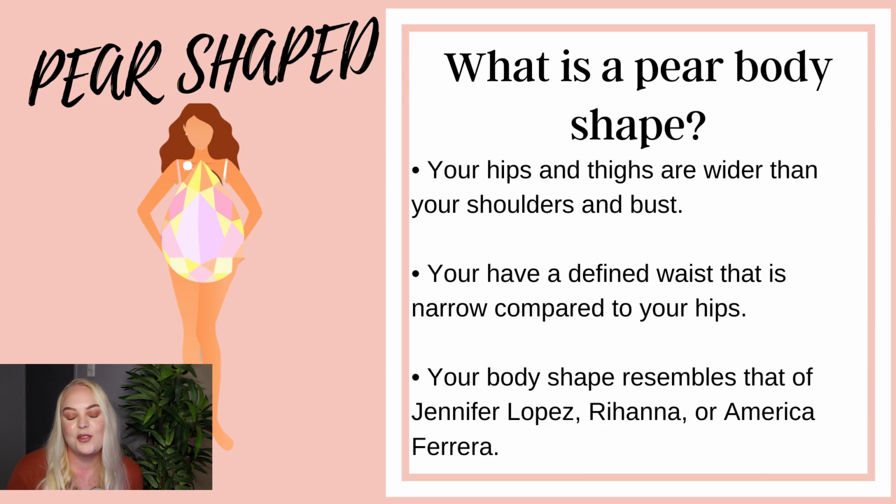Okay, so next up we've got the pear body shape. Now the pear body shape, your hips and your thighs are generally the widest part of your body. Your hips being the widest part, of course. So your hips and your thighs are the bottom of the pear. And then you've got a defined waist, almost like an hourglass shape, but it is narrower than your hips and goes up to your shoulders, which is very narrow. So it forms that nice pear shape.